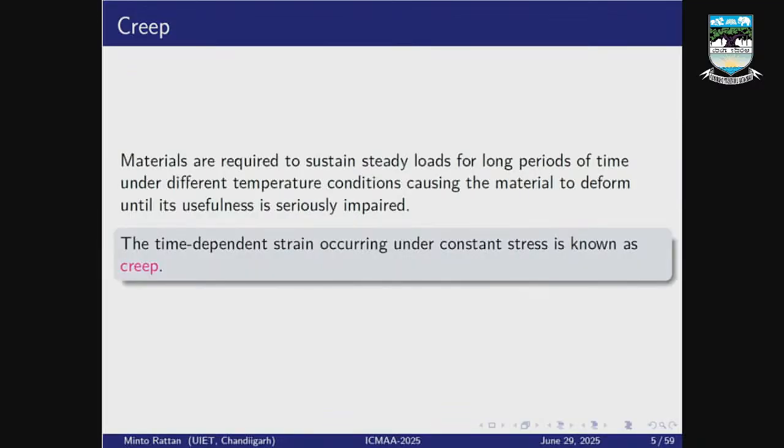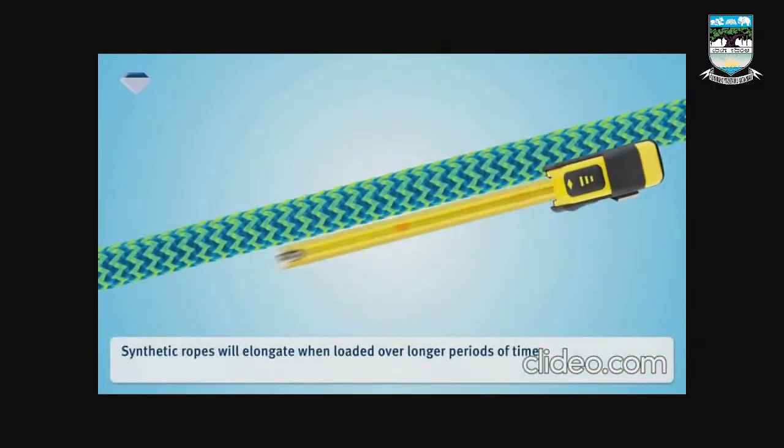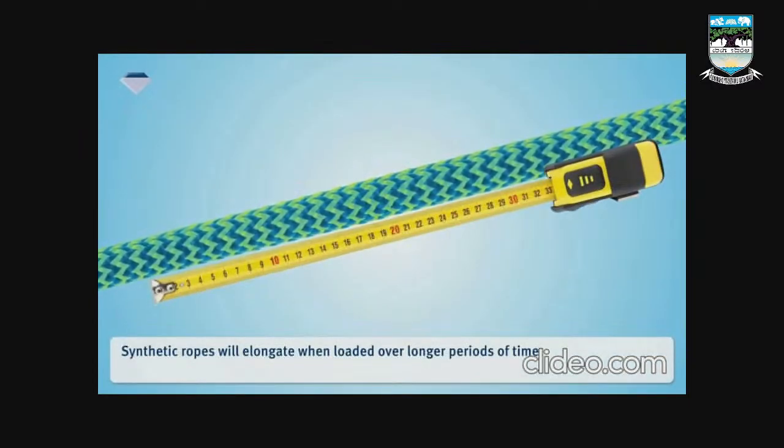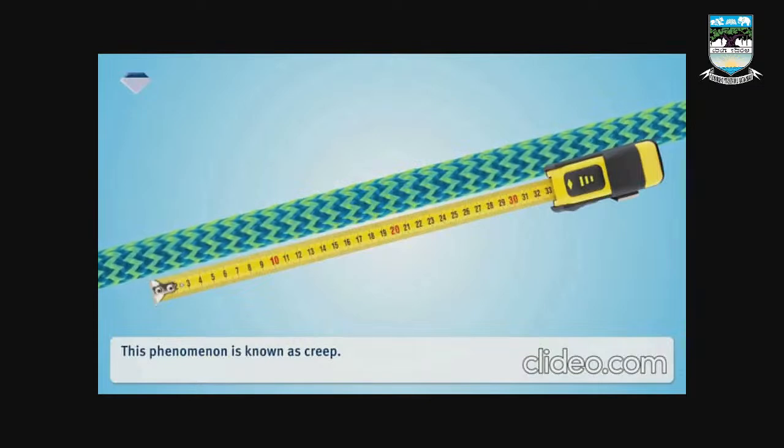This time-dependent strain occurring under constant stress is known as creep. Creep may be defined as a process by which plastic flow occurs when a constant stress is applied for a prolonged period of time. Creep can take place and lead to fractures at static stresses much smaller than those which will break the specimen when loaded quickly. Synthetic ropes will elongate when loaded over a long period of time. This phenomenon is known as creep.